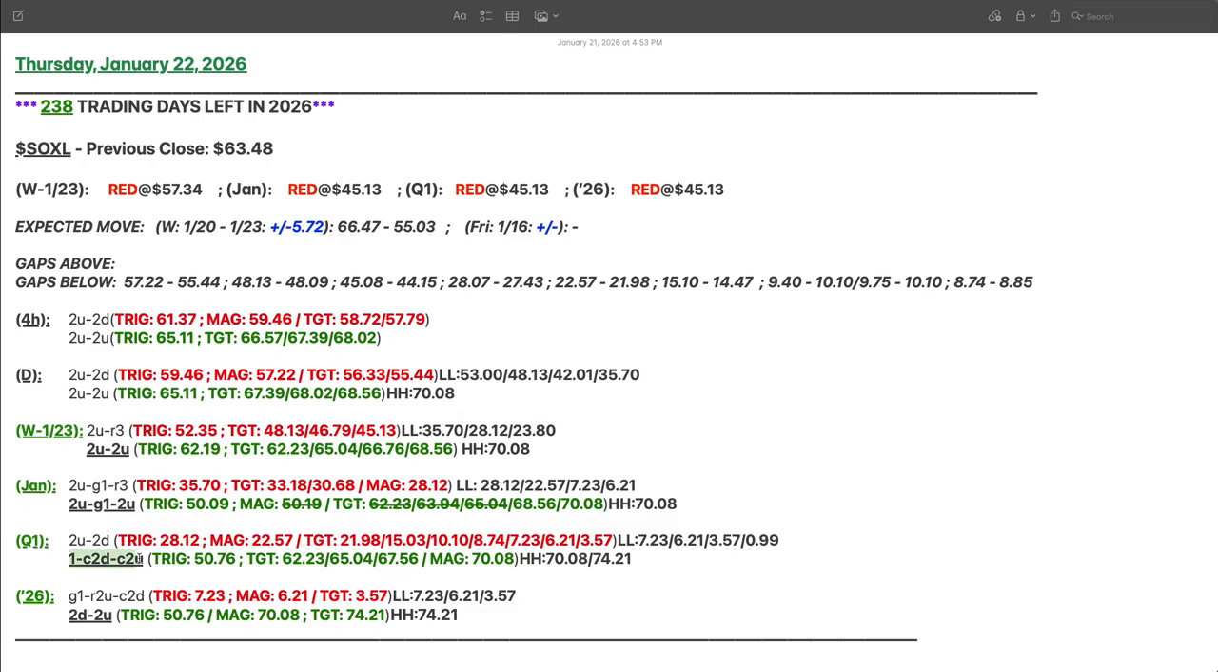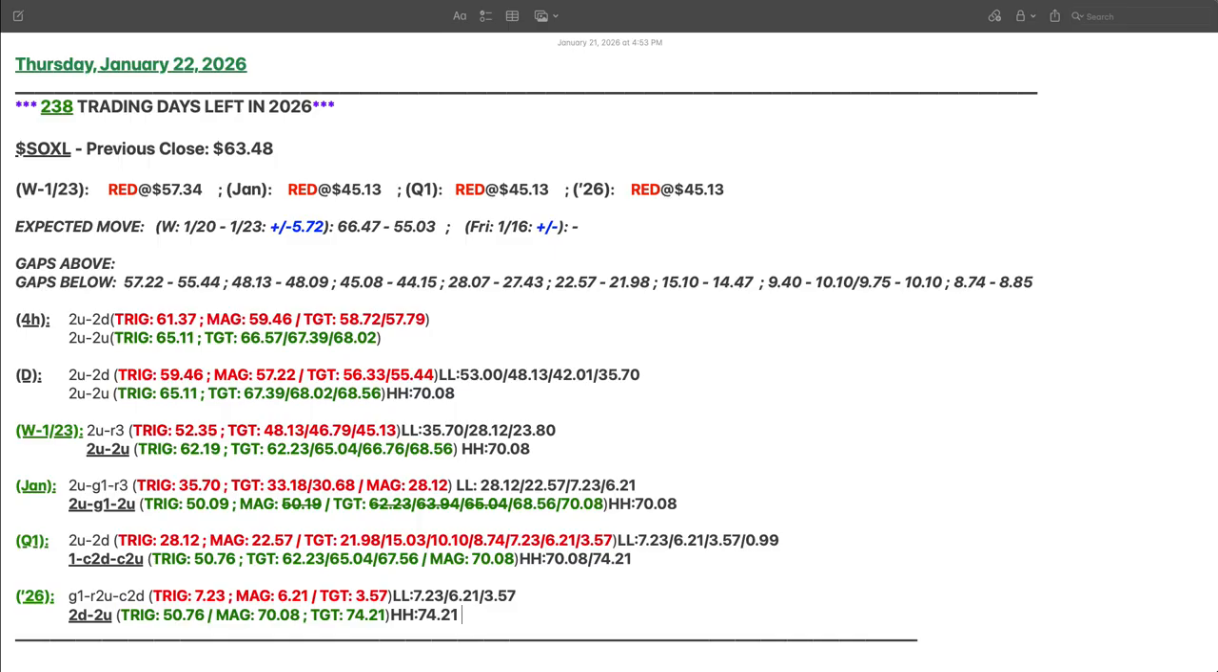On the quarter, again, we triggered the 1, combo 2 down, combo 2 up at 50.76. Next target would be 67.56. Obviously 68.56 would be next, and then 70.08 is the magnitude of that move. And then we talked about on the year, we did trigger 50.76, the 2 down, 2 up magnitude as well, being 70.08. If we reach that, then all-time high of 74.21 is going to be the target on the year chart.